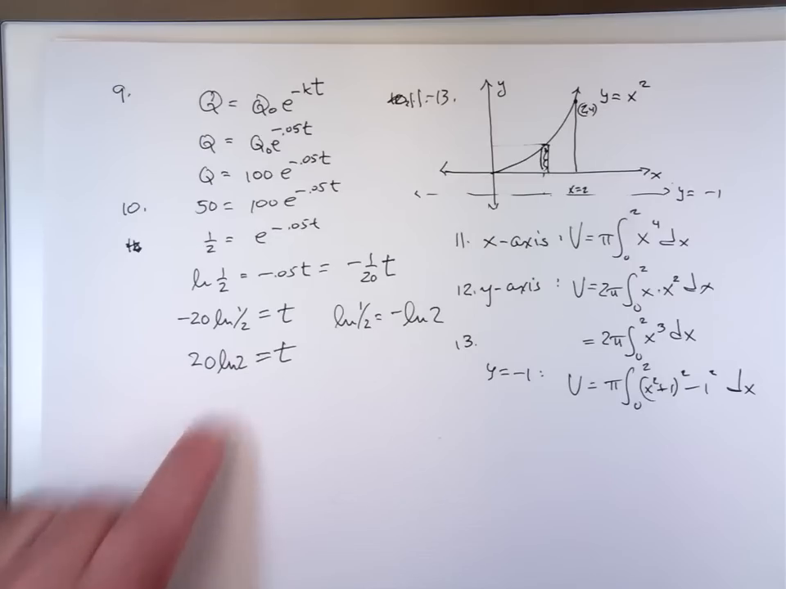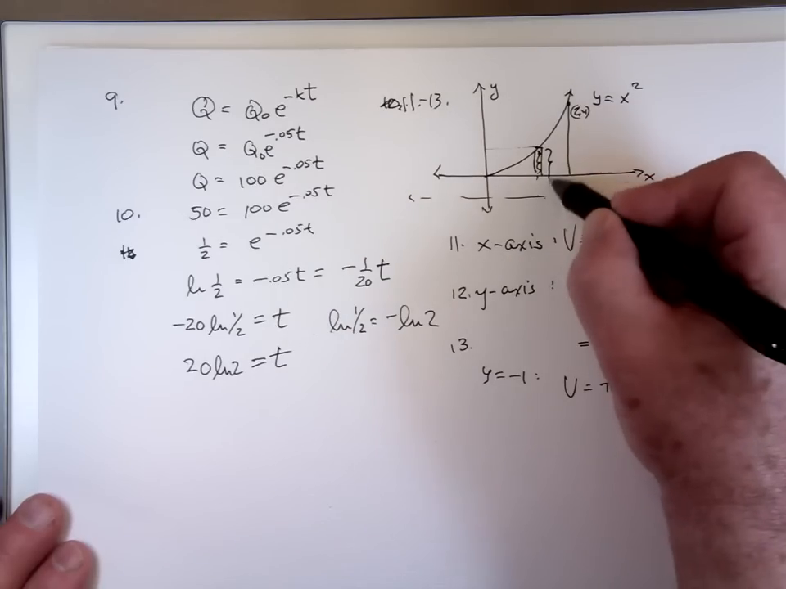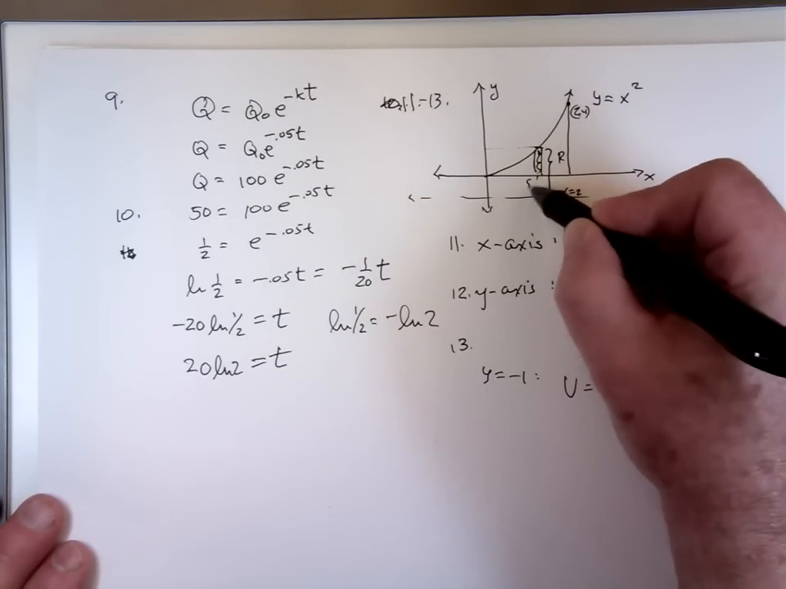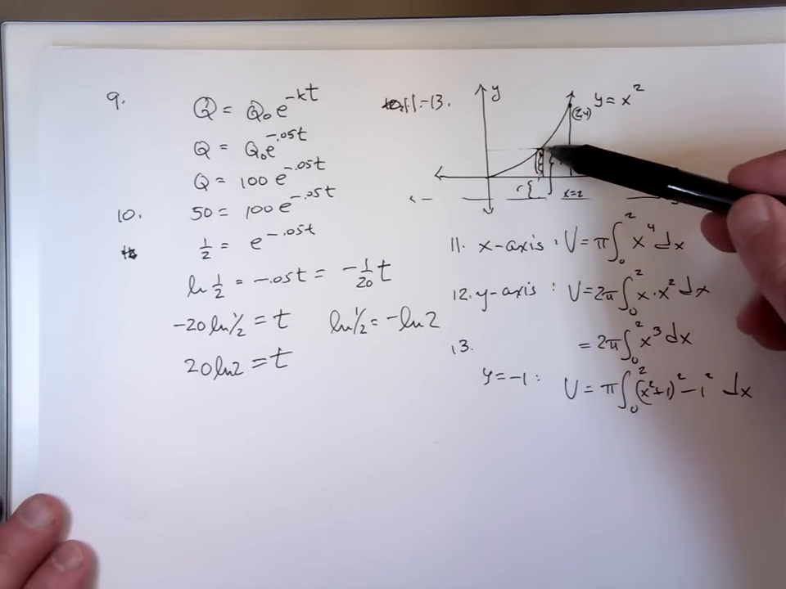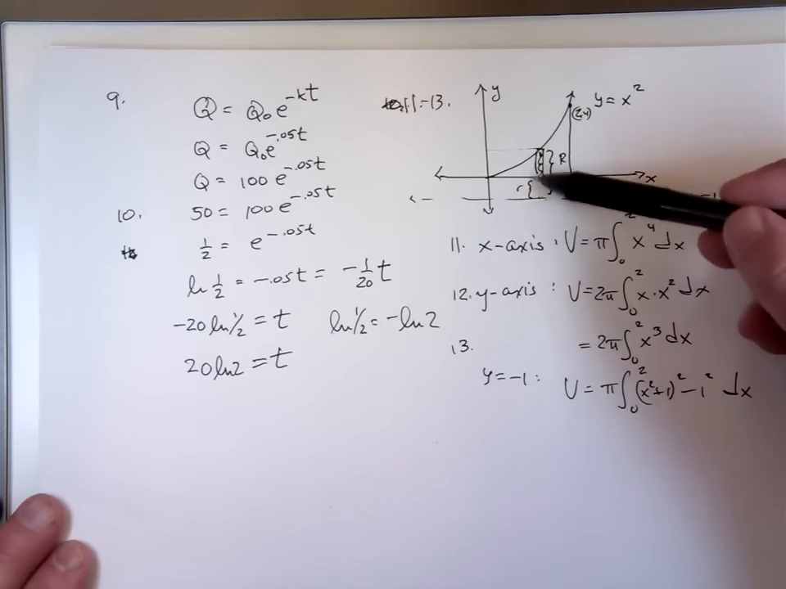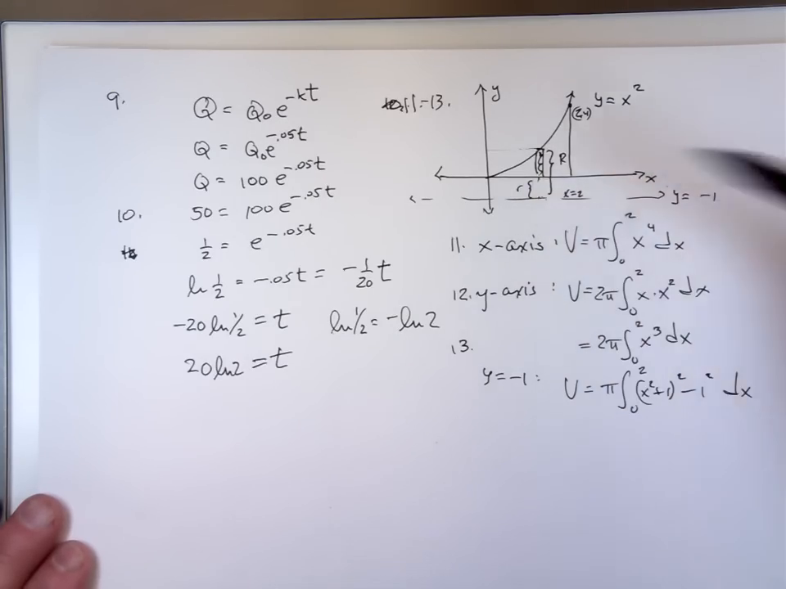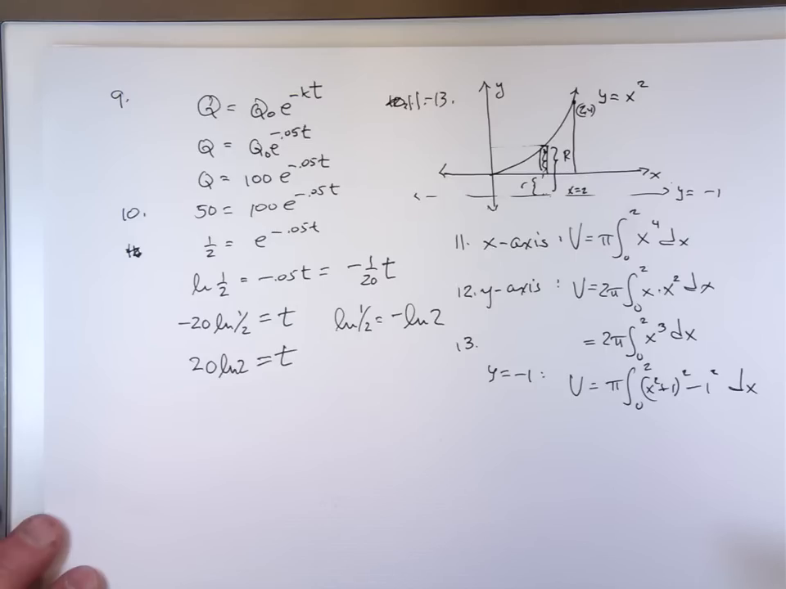Okay? Can you do it again? No problem. Big R is this distance here. Little r is this distance here. This distance here is x squared plus 1. This distance is just plain 1. So it's big R squared minus little r squared. Okay? All right. We all set?